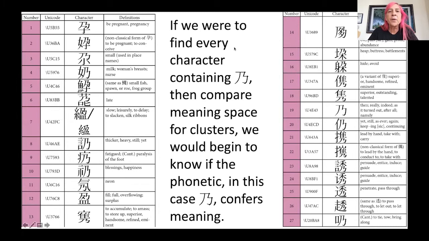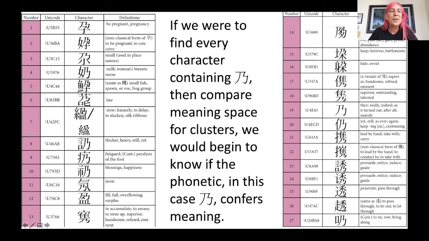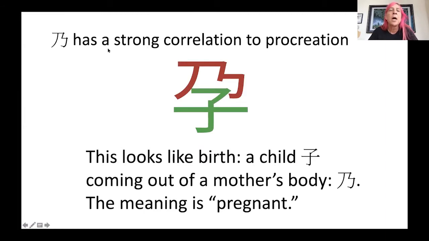If we were to find every character containing nai, then compare meaning space for clusters, we begin to know if the phonetic, in this case nai, confers meaning. And you can see that there's a lot of associations with pregnancy, and even things that have association, fatigue, paralysis of the foot, blessings, happiness. These all have pregnancy associations. Nai has a strong correlation to procreation.